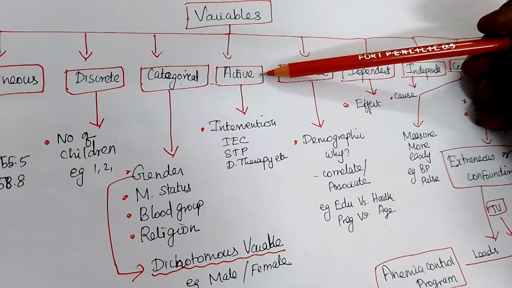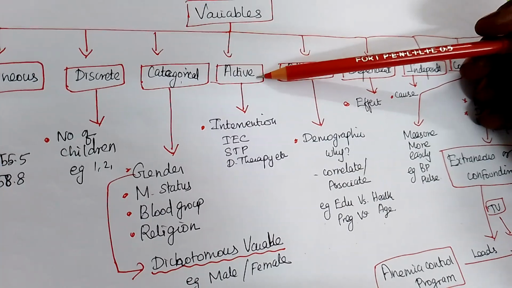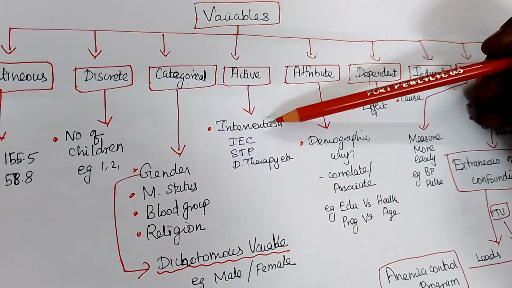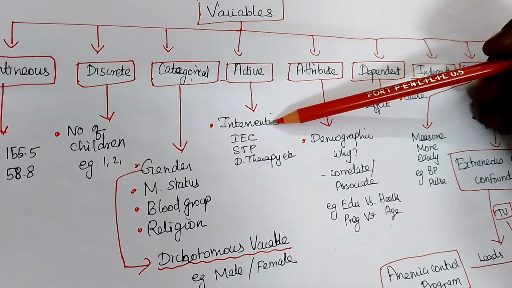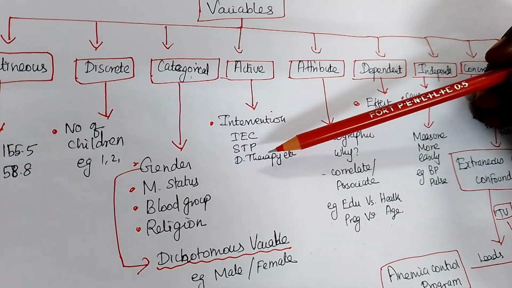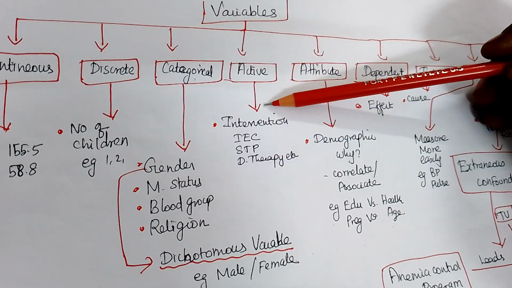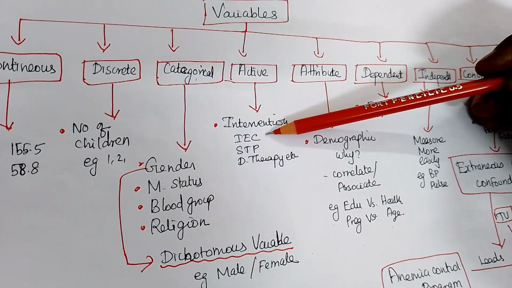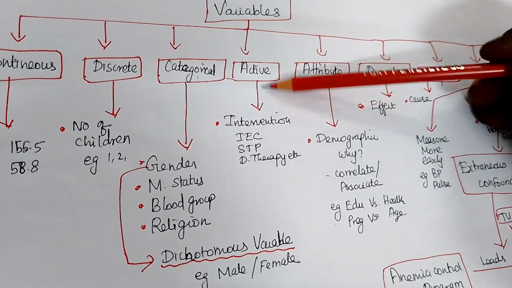Understand? So next is the active variable. What is an active variable? I am giving some intervention. That variable is called the active variable. Are you understanding? Some IEC I am giving, a structured teaching program I am giving, or some diet therapy I am giving, or some intervention I am giving. That is called an active variable.